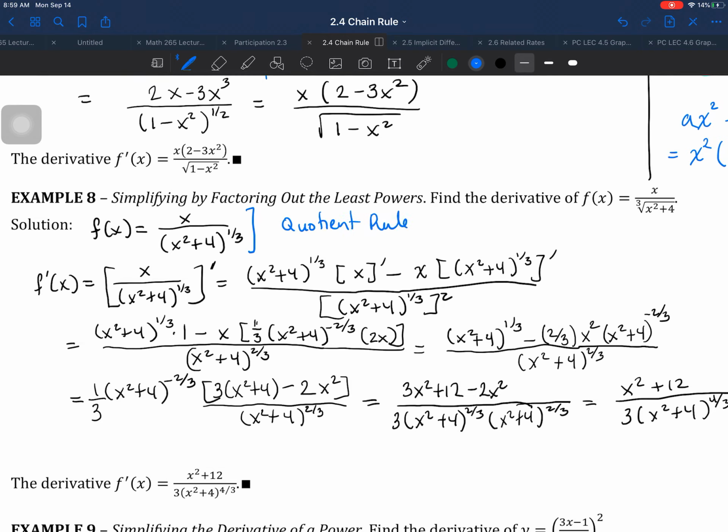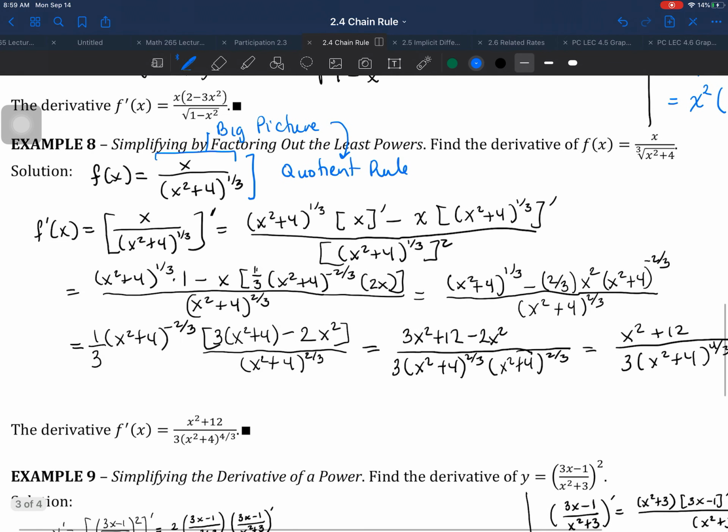So let me say this here. In the big picture, we have a function over a function, so we have to use quotient rule, right, in the bigger picture. So when I take the derivative of this, we're going to follow the quotient rule in the big picture, right? So we have low times d high minus high times derivative of low. Square the bottom, and there you go.